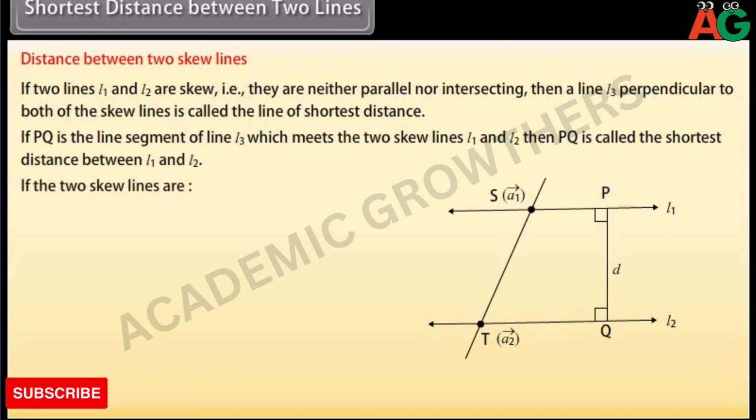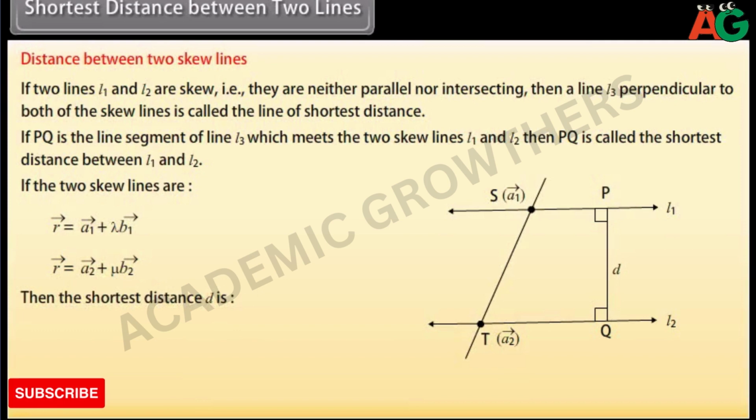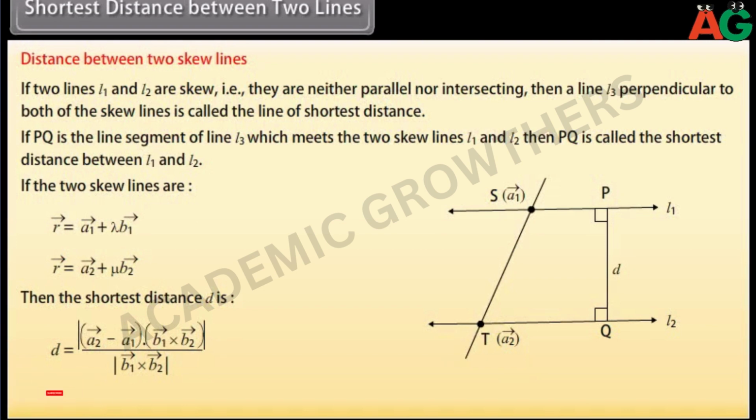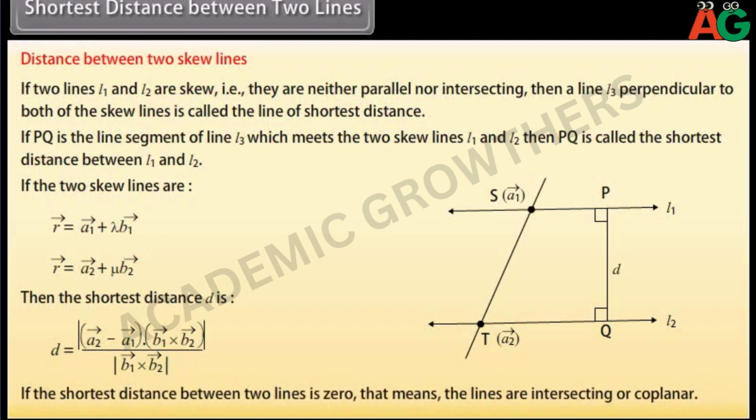If the two skew lines are vector r = vector a1 + lambda vector b1, vector r = vector a2 + mu vector b2, then the shortest distance d is d = modulus of dot product of (vector a2 - vector a1) and (cross product of vector b1 and vector b2) divided by modulus of cross product of vector b1 and vector b2. If the shortest distance between two lines is 0, that means the lines are intersecting, that is, coplanar.